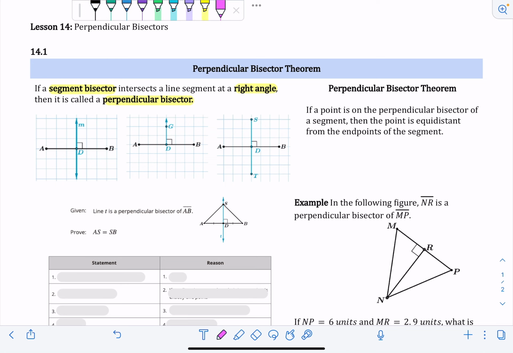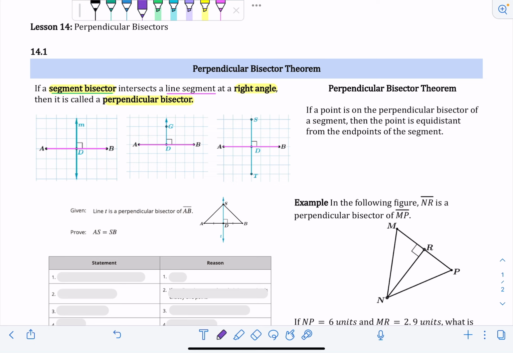So this says if a segment bisector intersects a line segment, so in each of the three graphs below, we have a line segment AB. And then we have some sort of segment bisector, and a segment bisector could be a line, it could be a ray, it could be another segment, but we have a segment bisector that is bisecting that line segment AB and is creating a right angle.